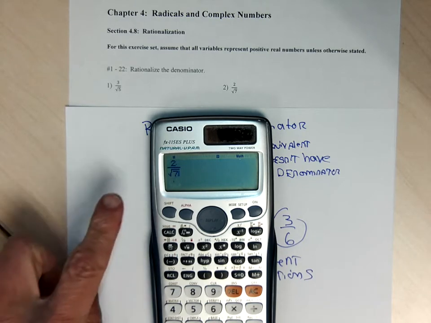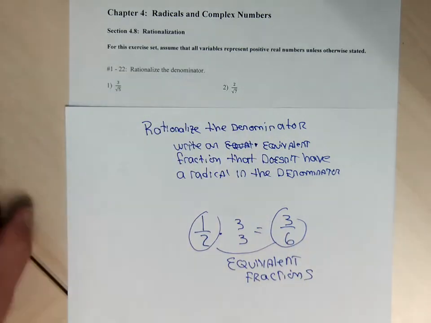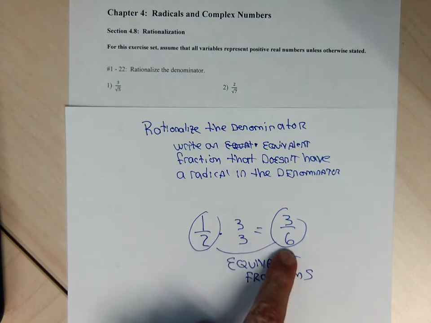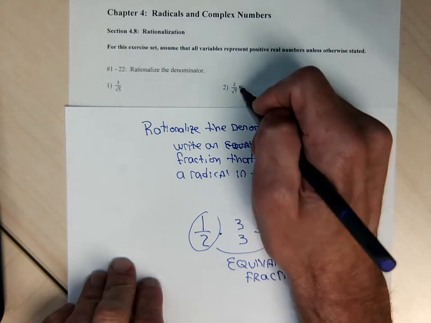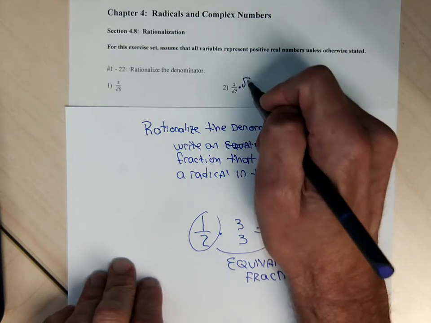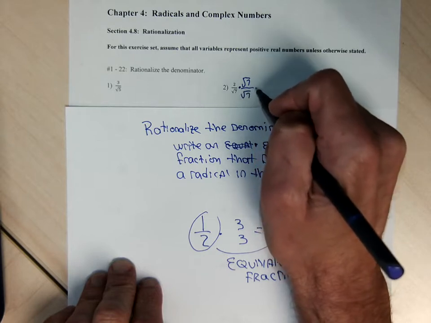If I just type that fraction in and hit equals, that fraction, 2 square root of 7 over 7, its decimal would be the same as the decimal expansion of the original fraction, and it doesn't have a radical in the denominator. That's actually the answer to problem 2. To create a fraction that is equivalent to the original fraction that doesn't have a radical in the denominator, it's simple. I just multiply the numerator and the denominator by a copy of the denominator.